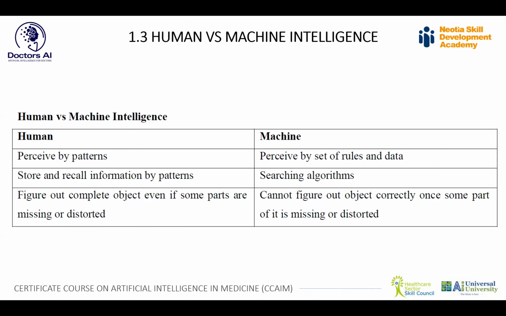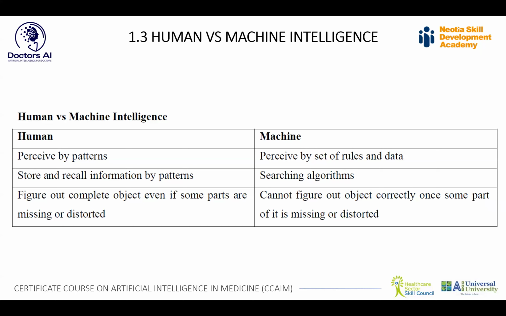So to sum up intelligence, let's try to understand the difference between human intelligence and machine intelligence. Again, remember, human intelligence largely is perceived by pattern. So is machine intelligence, but in most contexts it is perceived by a set of rules and data. Having said that, beyond rules and data, an AI model can have the capacity of self-learning, and we will come into those segments of machine learning as we go deeper and deeper.